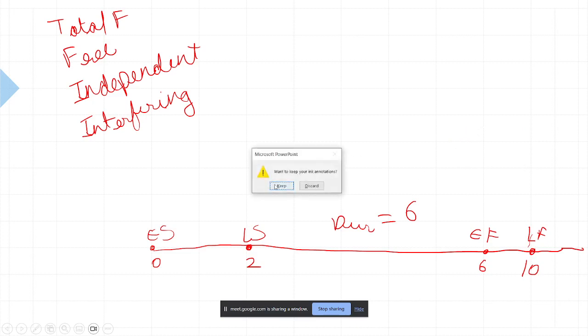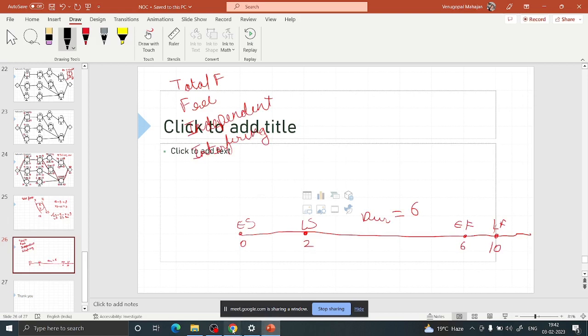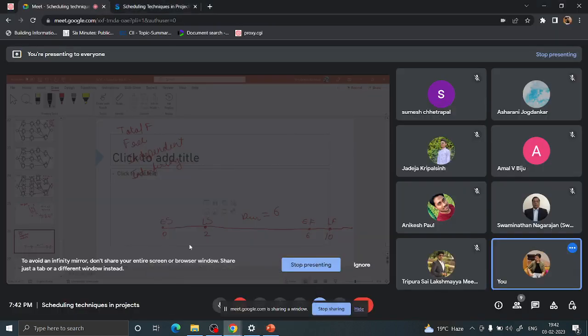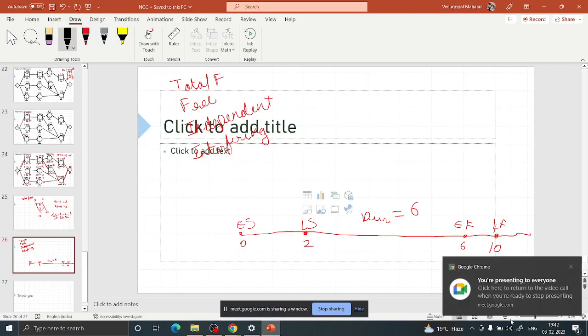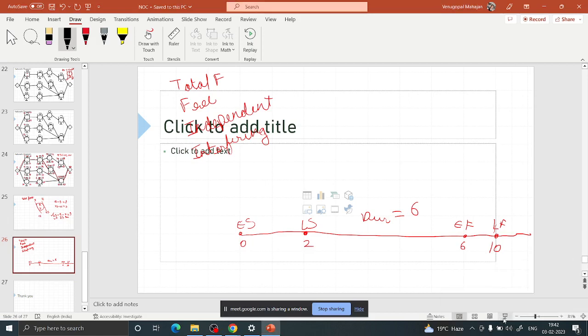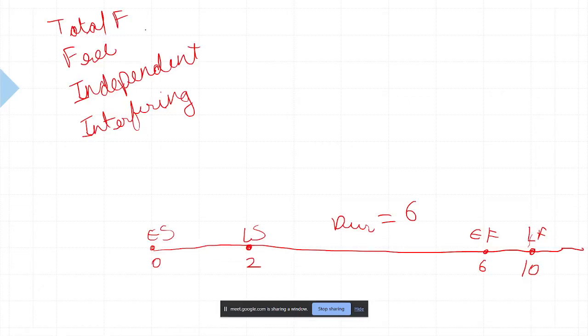So tell me, what is the total float, free float? It's just the last couple of minutes, guys. Total float equal to 4, sir. 10 minus 0 minus 6. Okay, 10 minus 0 minus 6 equal to 4. That is your total float. What about free float? We'll discuss all these in detail now.